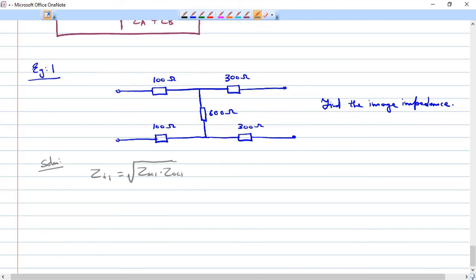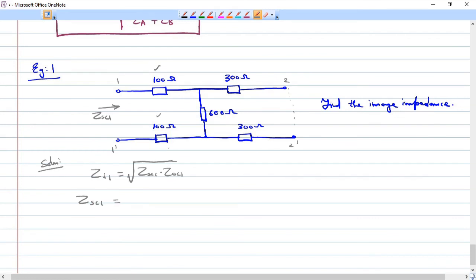So what happens when we short circuit? We have the 2 dash terminal and 1 dash terminal. So we short circuit the 2 dash terminal, and we see the short circuit impedance at port 1, ZSE1. We have this impedance and this impedance in series with the entire combination of this.